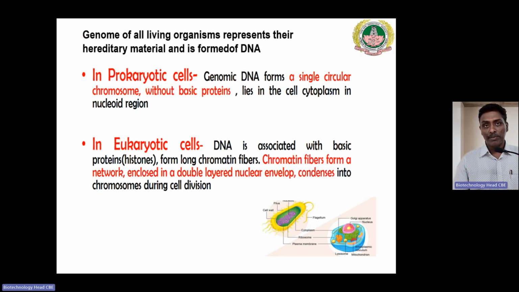Coming to the eukaryotic cell, the DNA is associated with the basic protein called histone. The protein is normally associated with the DNA in eukaryotic cells. It forms long chromatin fibers. The chromatin fibers form a network enclosed in a double-layered nuclear envelope and condense into the chromosome during cell division. So the pictures below show the organelles present in prokaryotic and eukaryotic cells.